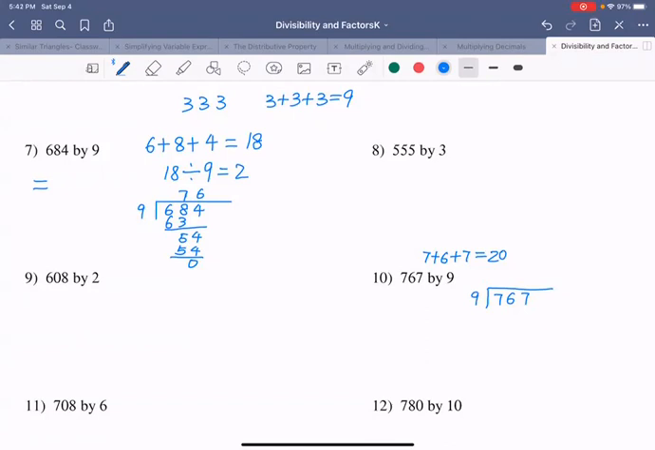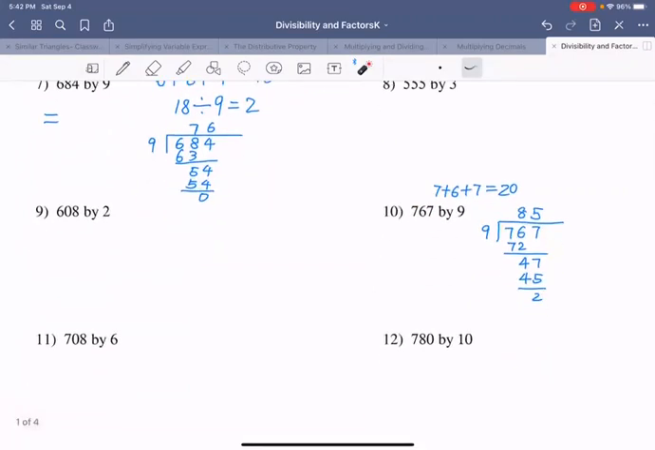Okay. So 9 times 8 is 72. And then 76 subtract 72 is 4, sorry, not 3. And then you bring down the 7. And 9 times 5 is 45. Oh, then you have a remainder. Why? Because when you sum the digits together, it's not divisible by 9. So this number is not going to be divisible by 9. Okay?